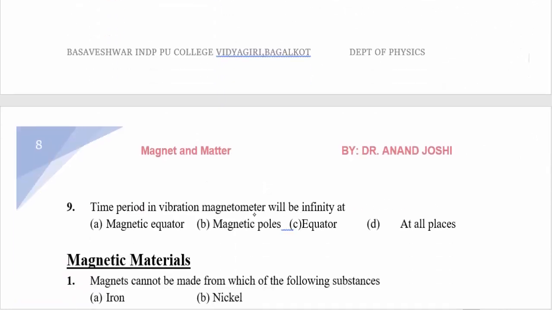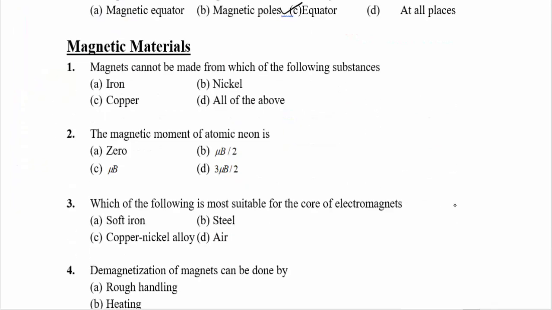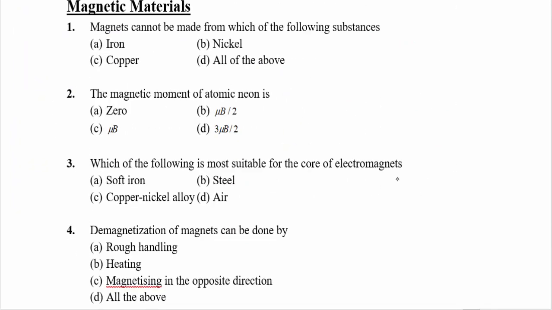The time period of vibration of a magnetometer is infinity. Where is the magnetometer? It is at the equator. At the equator, the time period of vibration of the magnetometer is infinity. Option C. Okay, next questions.